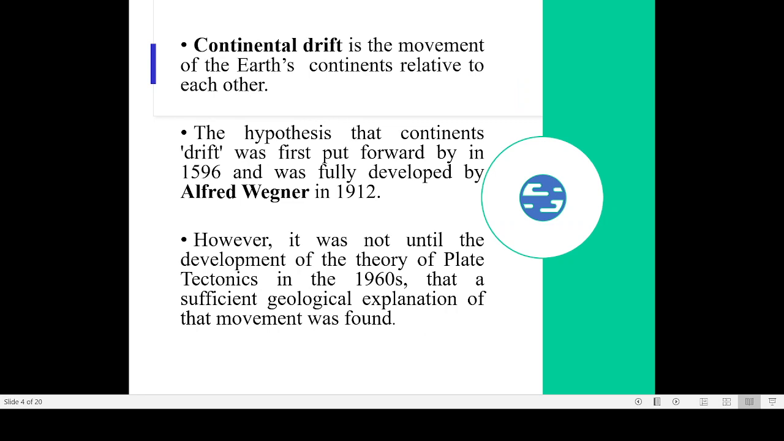Now, what we have to study here is continental drift. We have to get an idea of what it means. It's simply the movement of continents relative to one another. Drift actually means movement. That is, on the surface of the earth, the continents are moving.